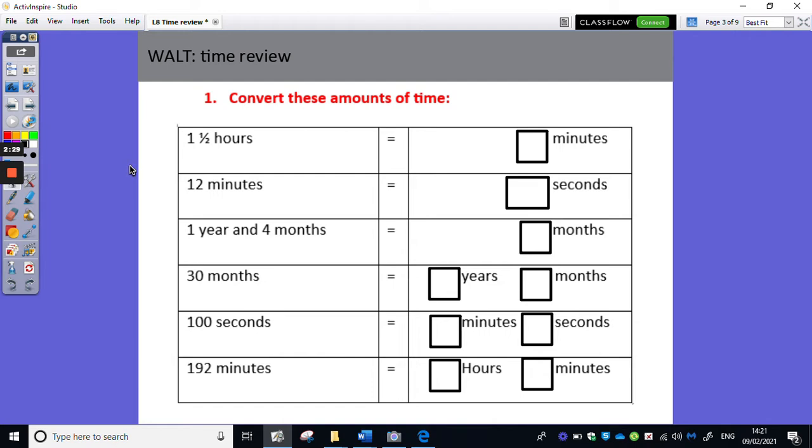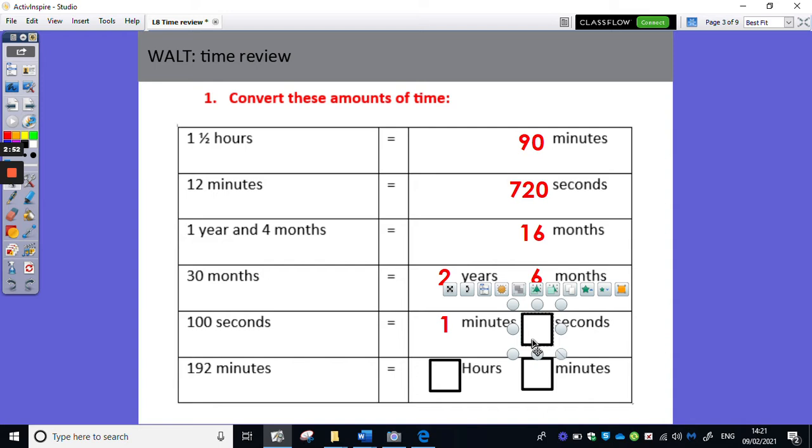Okay, I'm going to show you the answers now, so make sure you have paused the video and had a go at this before, and you're ready to mark. So 1.5 hours is equal to 90 minutes. 12 minutes is equal to 720 seconds. 1 year and 4 months is 16 months. And then 30 months is 2 years and 6 months. 100 seconds is 1 minute and 40 seconds. And 192 minutes is 3 hours and 12 minutes. So I'm just going to wait for a moment so you can pause the video if you want to go through those in a bit more detail. And then we'll move on.